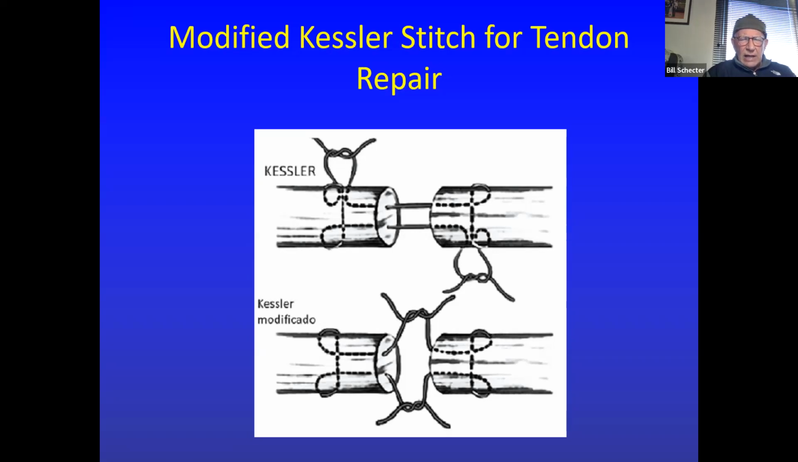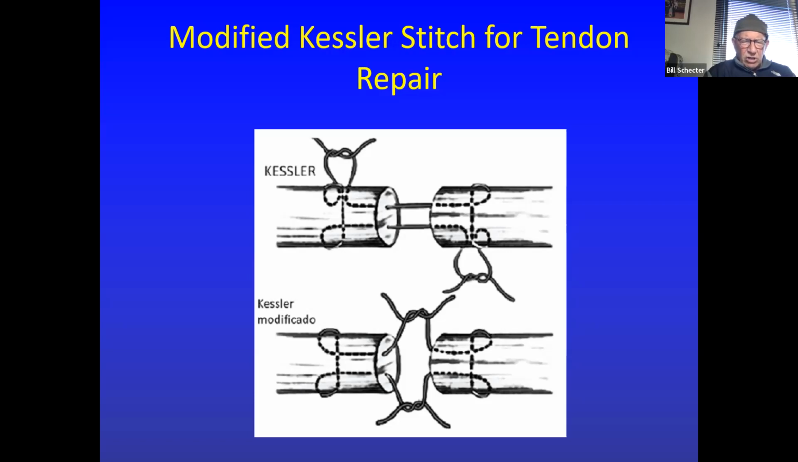And the idea is to get end-to-end approximation. Now, some people, in addition to doing that, will take a 6-0 suture and put a running suture around the epitendon to try to prevent, because there are all sorts of little fibers here that can stick out and sometimes get caught on the flexor sheath. And so there are advantages and disadvantages to that.